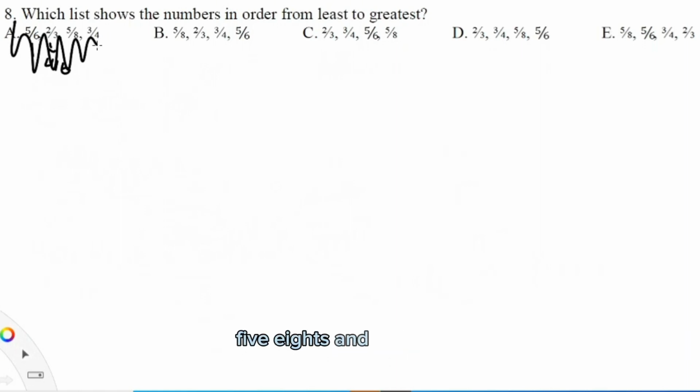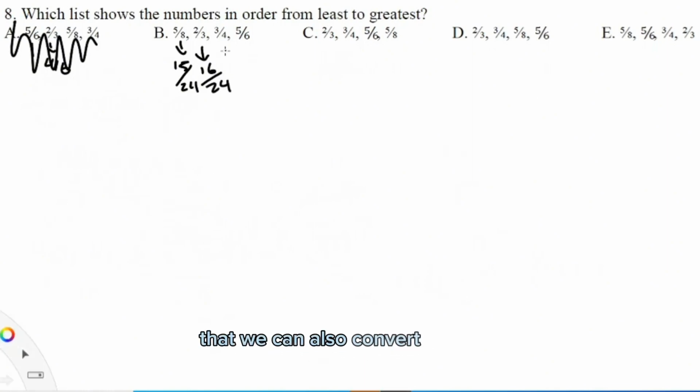Alright, 5/8 and 2/3. Is 5/8 smaller than 2/3? Well, we have to bring them to a common denominator to find out. So, 5/8 and 2/3. They have 8 and 3 as the denominators, which means the common denominator is 24. So these turn into 15 over 24 and 16 over 24. So far it's correct.